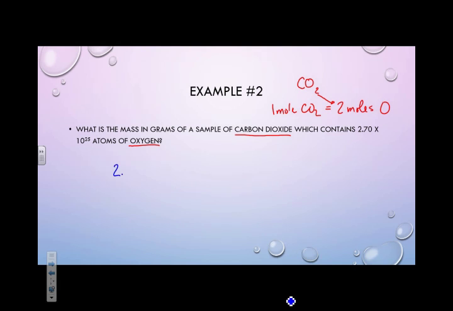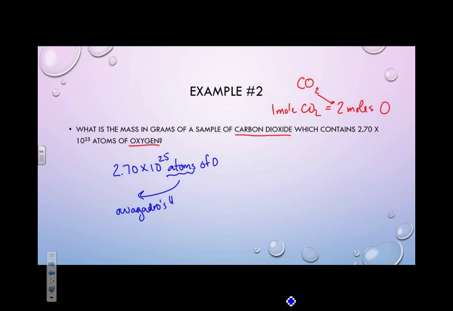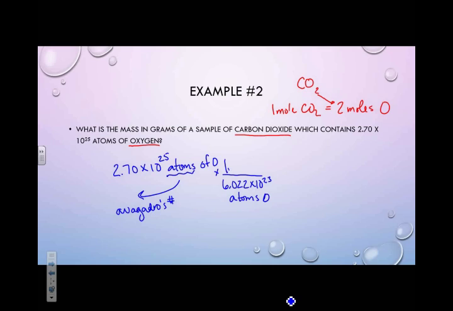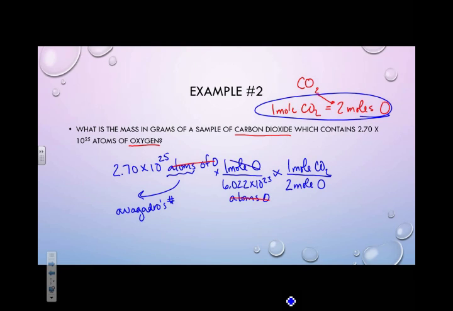Right now, the question starts me off with 2.70 times 10 to the 25th atoms of oxygen. Now, atoms should clue you into Avogadro's number, because that's the only conversion we have that will allow us to convert out of atoms into anything else. So 6.022 times 10 to the 23rd atoms of oxygen are equal to 1 mole of oxygen. That allows me to cancel atoms of oxygen. And now I can use my mole to mole ratio that I have up here. 2 moles of O is equal to 1 mole of CO2. That allows me to cancel moles of O.